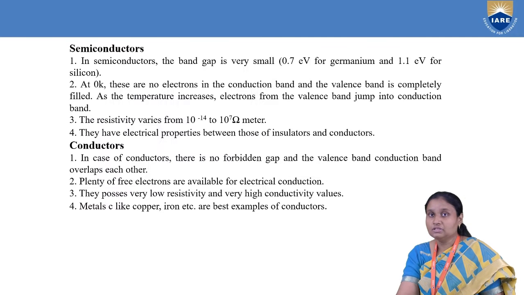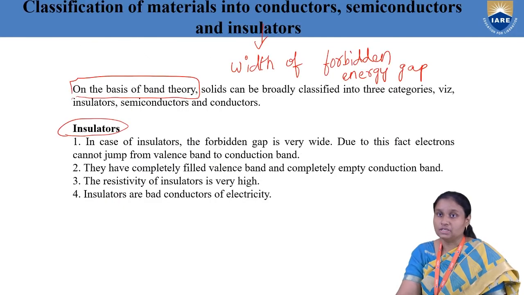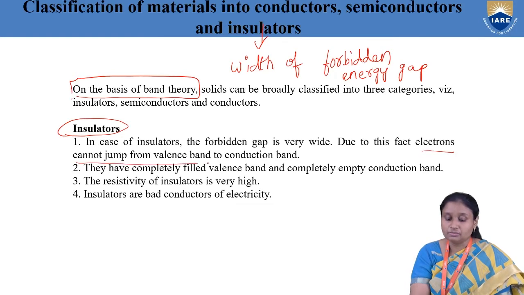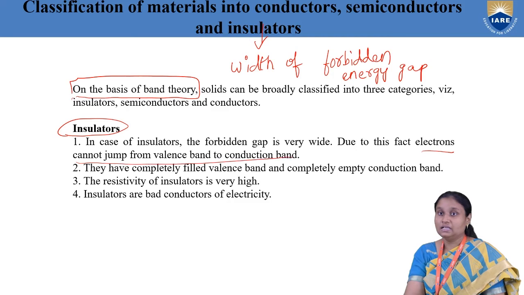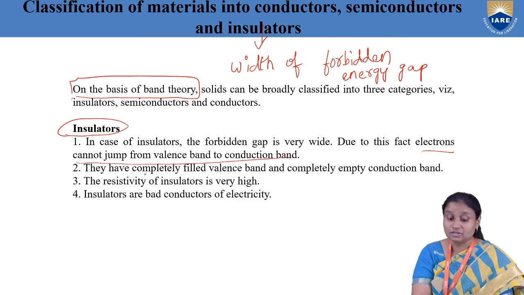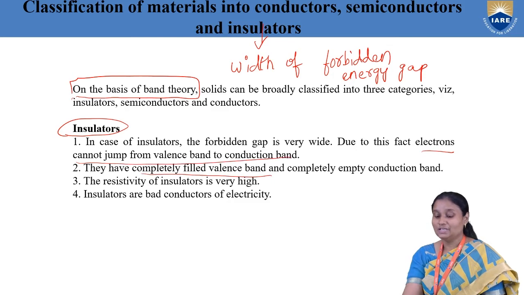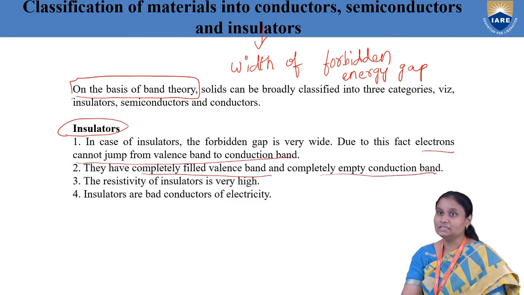So when electrons are very strongly bound to the nucleus, they cannot escape from its attraction and they cannot jump from the valence band to the conduction band. Actually, they have more valence electrons. So they have a completely filled valence band, and in insulators, the conduction band is empty. Always, the valence band is either partially filled or completely filled, and the conduction band has to be either empty or partially filled. So in case of insulators, the valence band is completely filled.